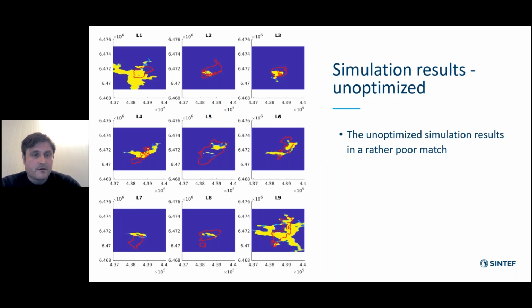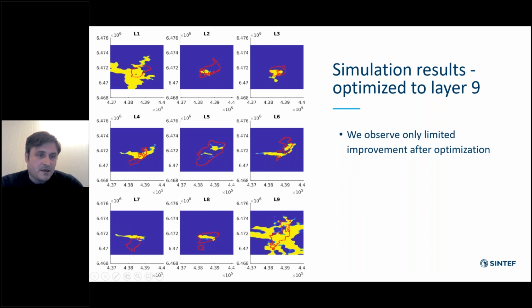First, we here see the observed plume outlines in red, superposed on the simulated plume in yellow for each layer, with layer 9 being the top one, bottom right on this figure. As you can see, the unoptimized results lead to a rather poor match. Next slide, please.